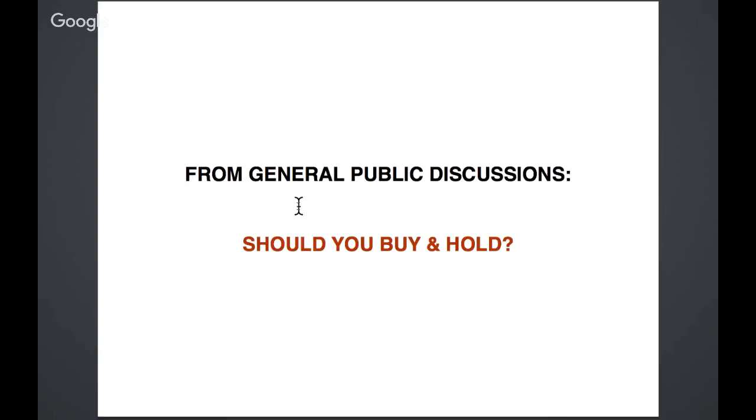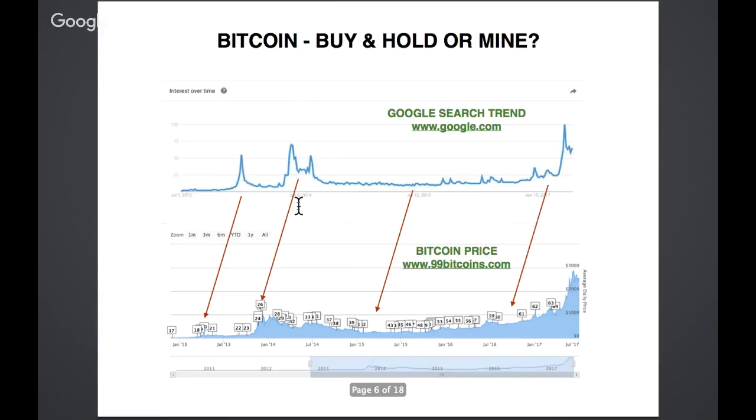There are two different approaches here. So let's have a look at what this means. The top chart, as you can see, is literally from Google search trend. You can find this yourself at google.com. Uncle Google is faithful and will give you this particular graph. Then you can go to another website called Bitcoin Price at 99bitcoins.com, and it will tell you Bitcoin price history. If you compare the two charts, literally month by month, okay?